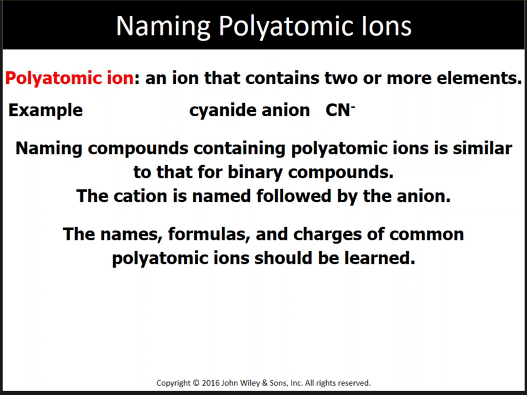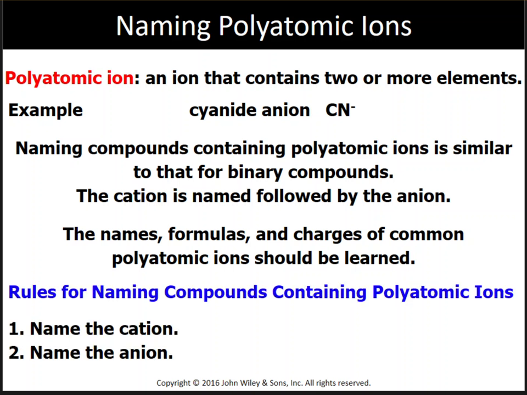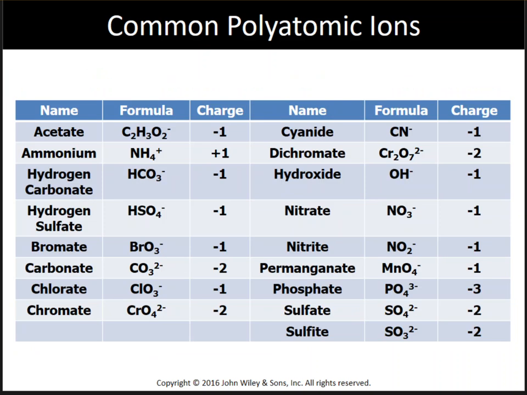Naming compounds that contain polyatomic ions is very similar to naming ionic compounds. You start with the name of the metal followed by the name of the polyatomic anion. And if your metal is a transition metal, you have to mention the charge of the transition metal. Now, for polyatomic ions, you have to memorize the name of the polyatomic ions, their charge, and their formulas.